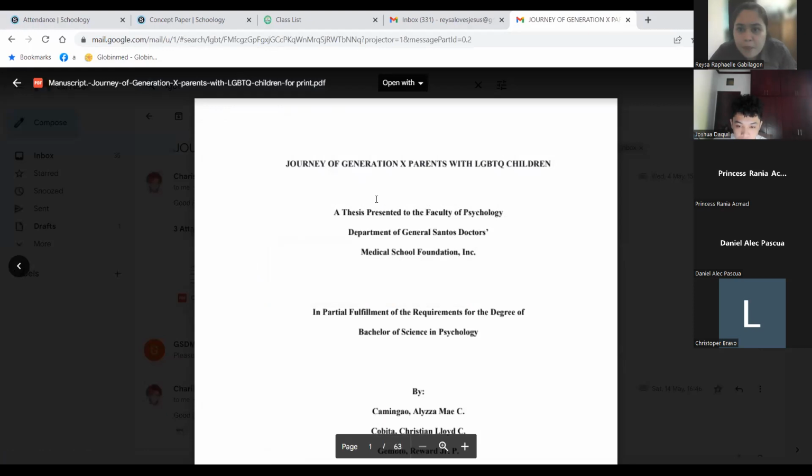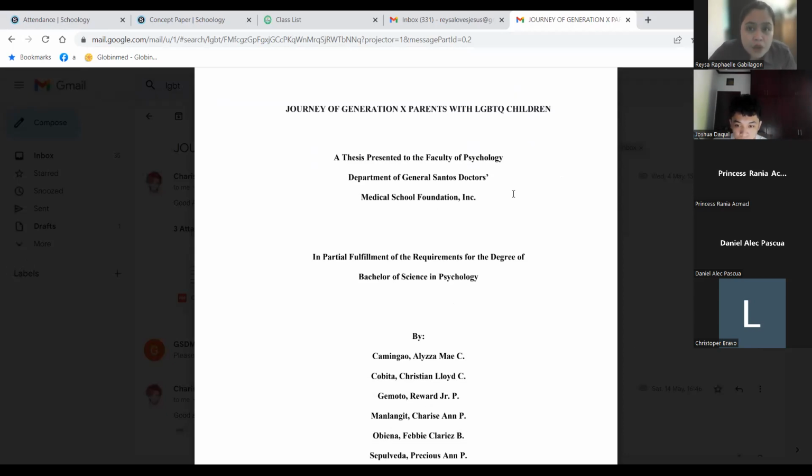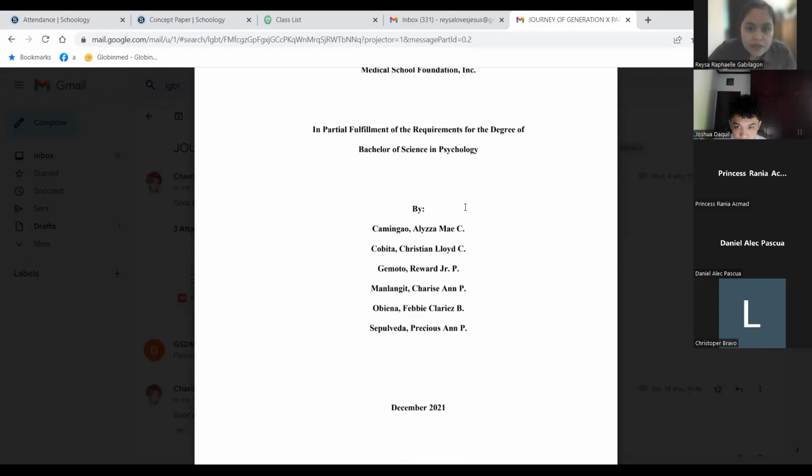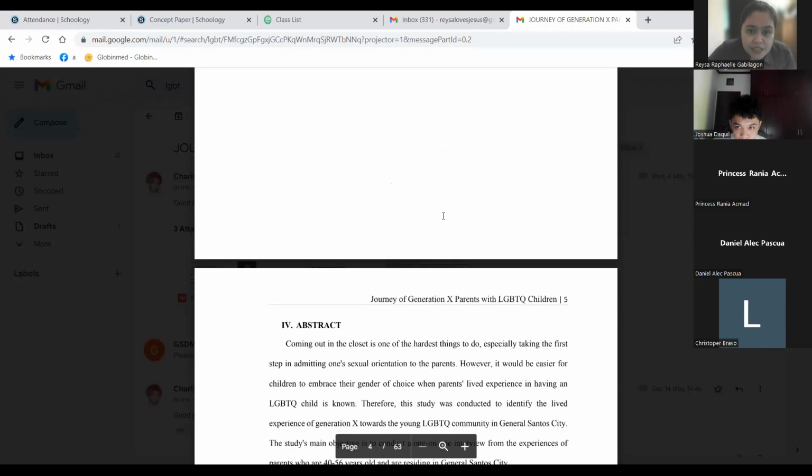This one is an example of a qualitative research, but this is not actually done by the medtech students, but the psych. Journey of generation experience with LGBTQ children. So, nag-interview sila ng mga parents, selected parents sa Jensen na may mga anak na members of the LGBTQ community. And ayun, yung mga experiences ng parents ang sinulat nila dito. This is a qualitative phenomenological study.